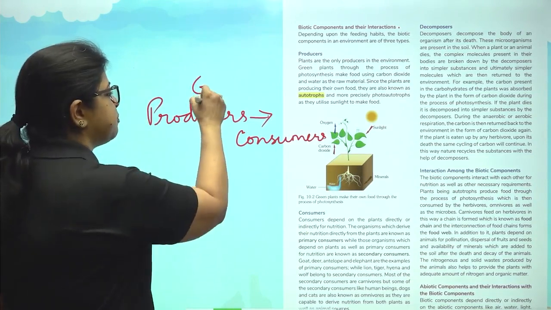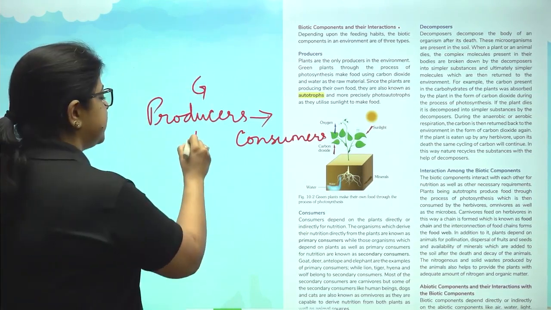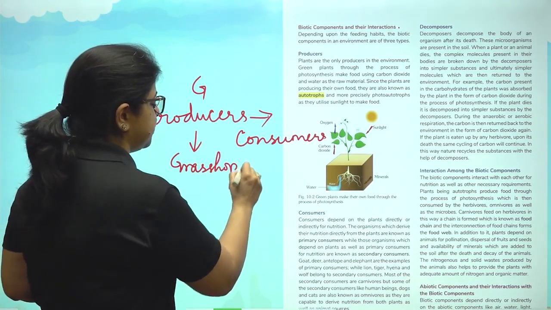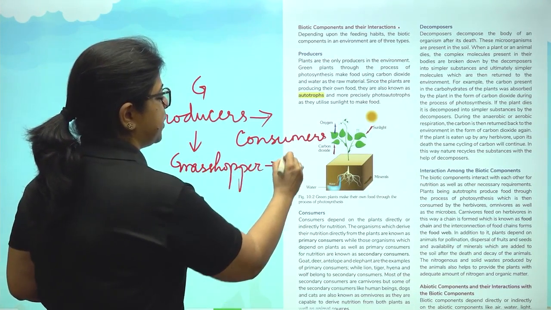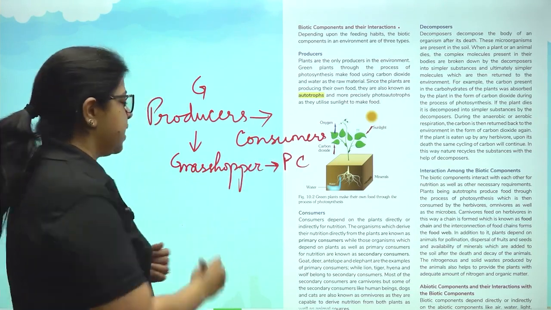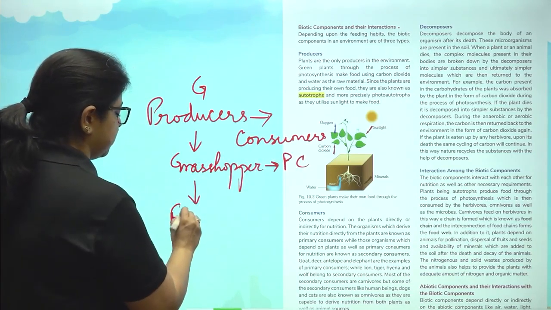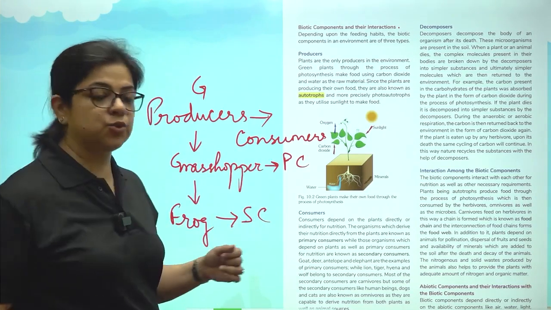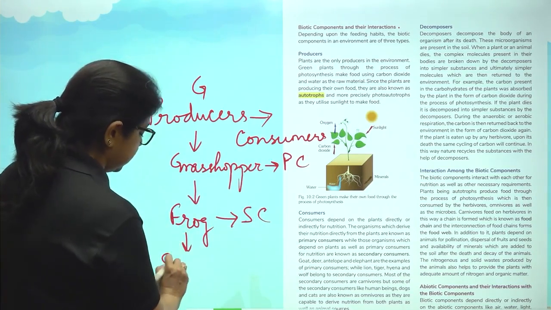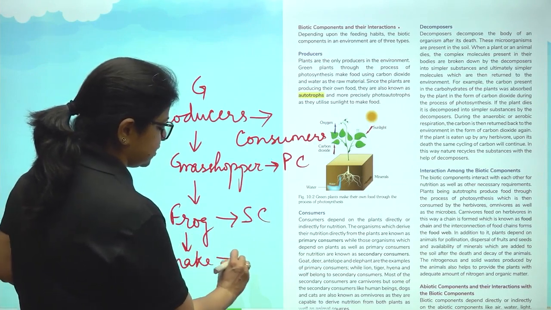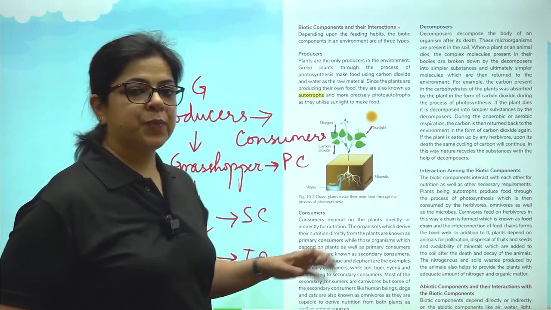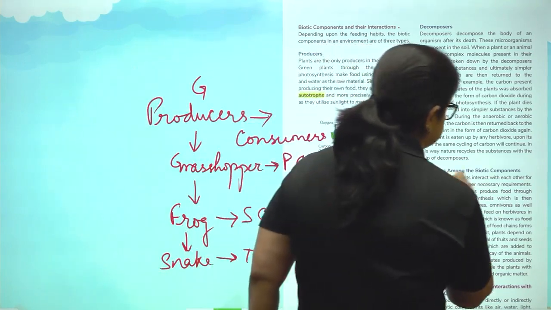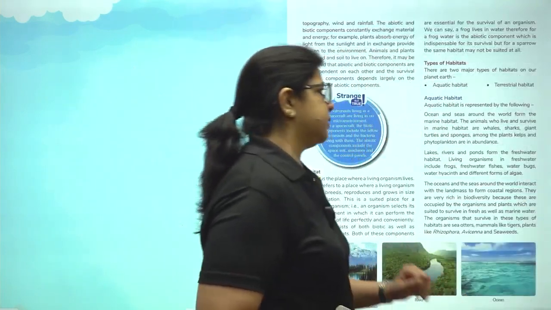So we take the example of grass and we take the example of grasshopper. Grasshopper is going to be called primary consumer and a frog is going to be called a secondary consumer. A snake in this case will be known as a tertiary consumer. Now all these biotic components, they interact with each other.